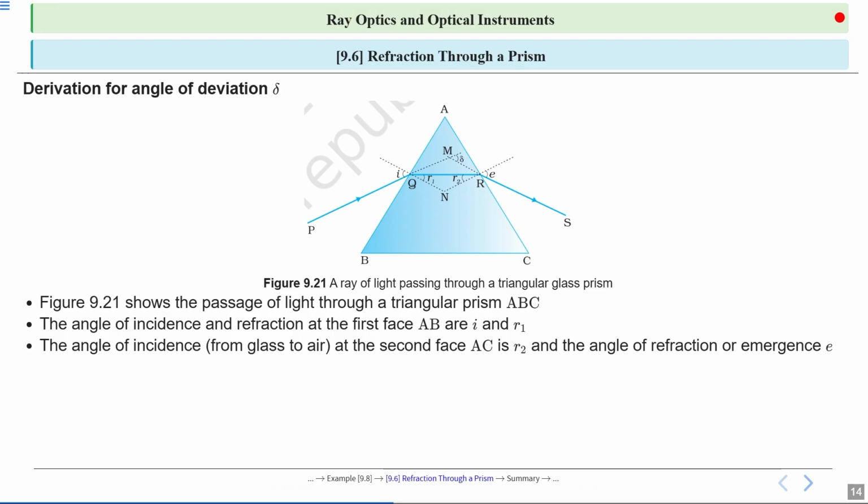The key concept here is the angle of deviation, delta. This is the angle between the direction of the incident ray PQ and the emergent ray RS. It's a measure of how much the light path has been altered by the prism. This deviation is what we will derive mathematically.